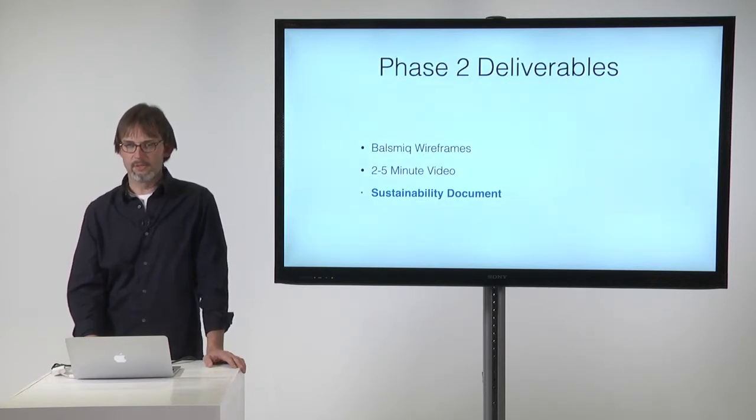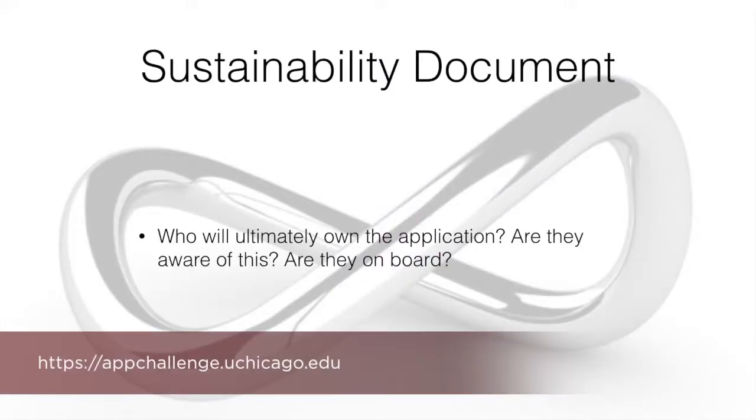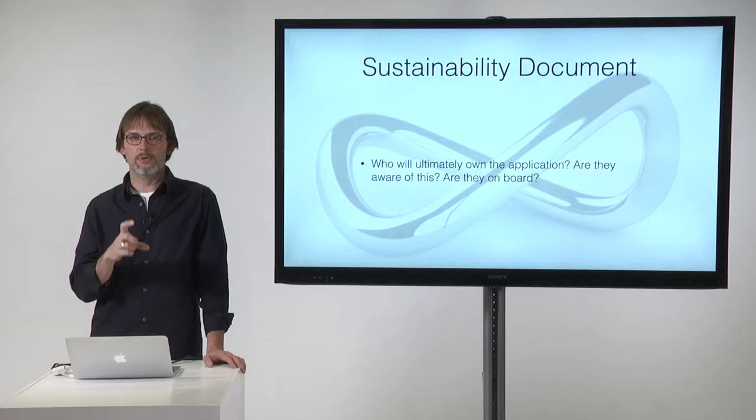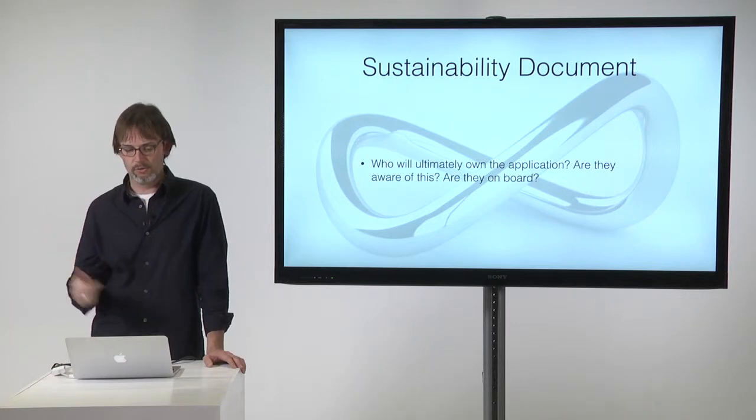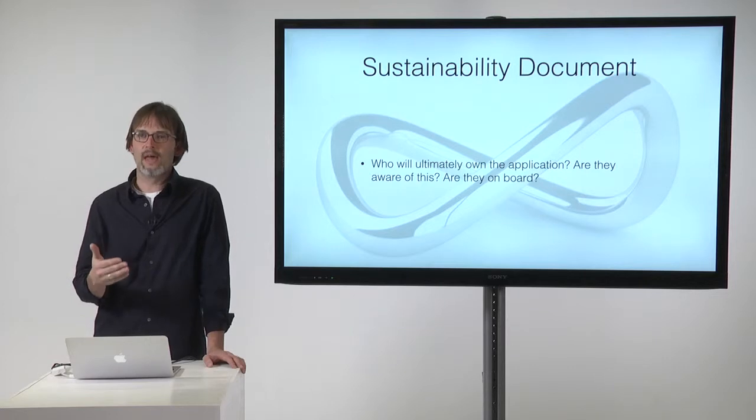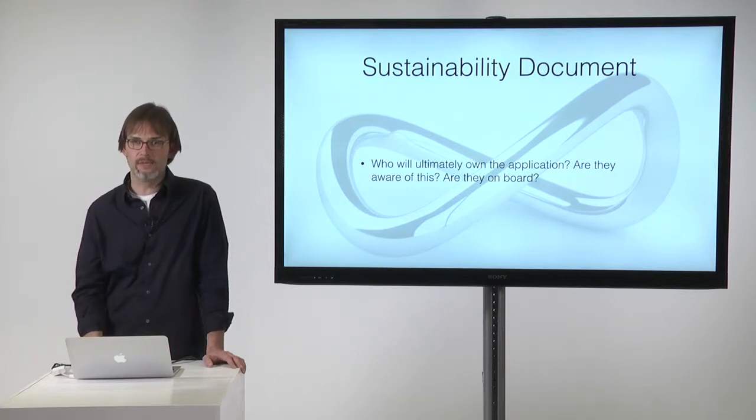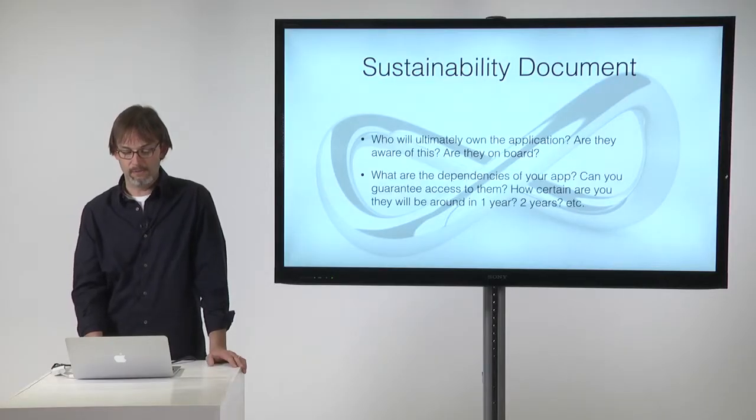The third thing that you're going to need is a sustainability document. So this is a document that is available on the website, and basically what it talks about is how you intend for your app to be carried on into the future. So we'll be asking questions like, who's ultimately going to own the application? So for example, if your app is a wayfinding app for the hospital, you're probably not going to own that app. You're going to need to find someone who's willing to take ownership of the app. Do they know that they need to take ownership of it? Are they on board with the idea of taking ownership? You're going to want to think about those things now so that you can answer these questions effectively.